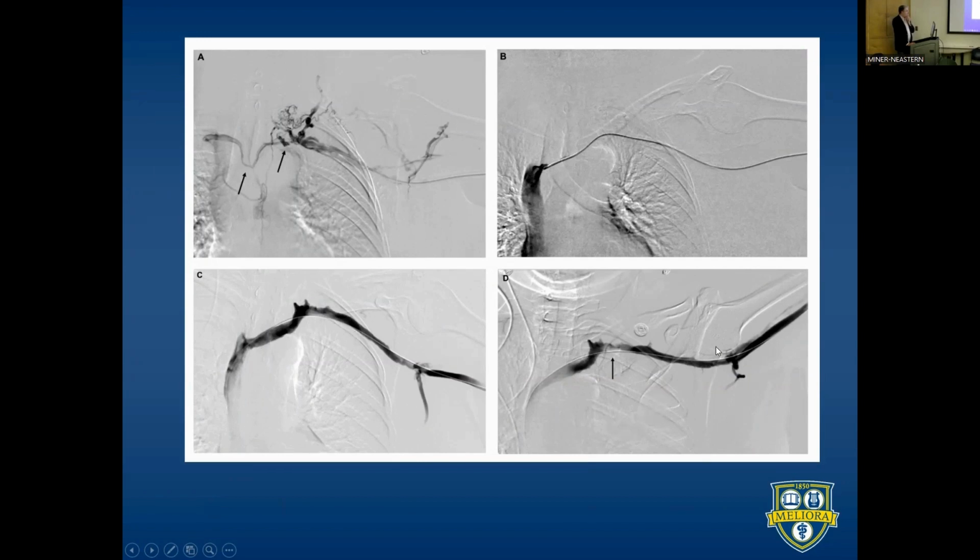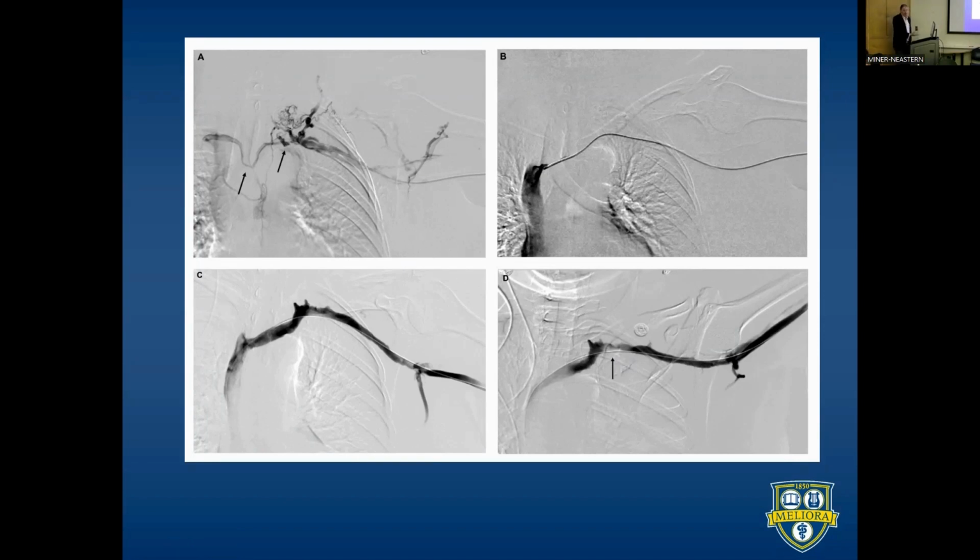And then they abducted the arm. So here you can see the shoulder is down, and then here you can see the shoulder is up. And you can see when the shoulder is abducted, they get stenosis in the vein. So they treated the problem, but then they also proved the cause during the case, which I thought was pretty cool. And this patient got a stent, a subclavian stent, and their problem went away.